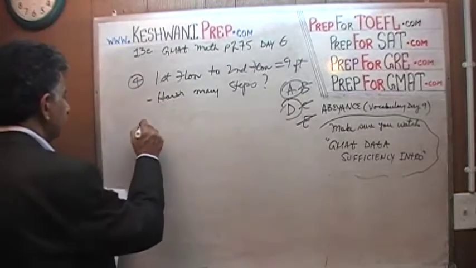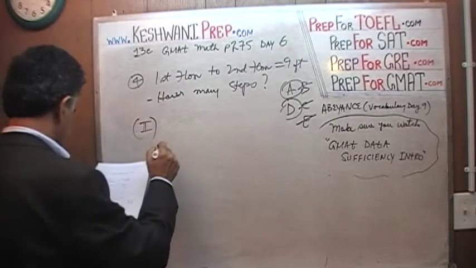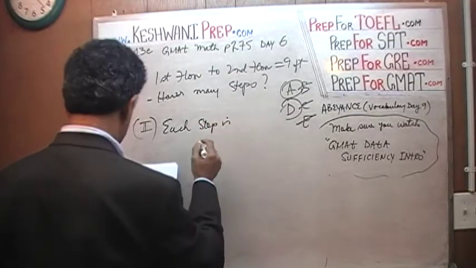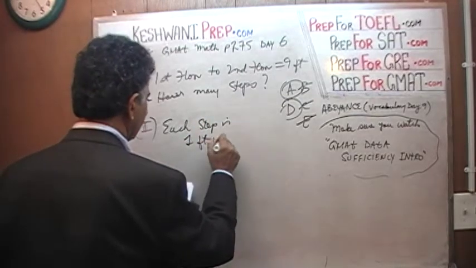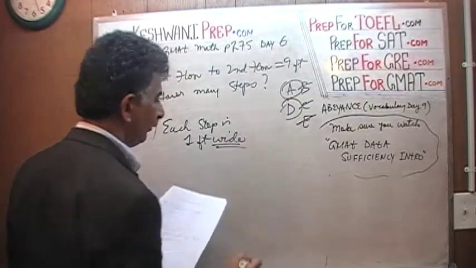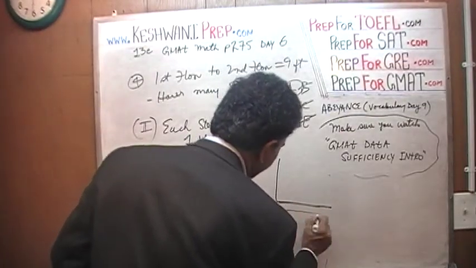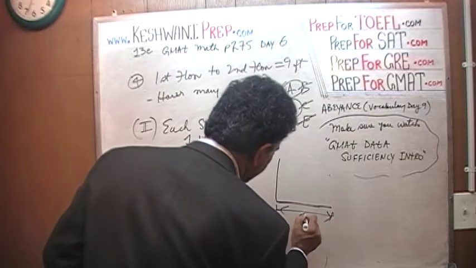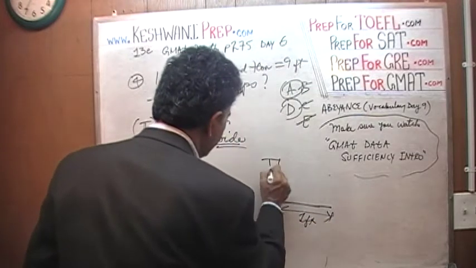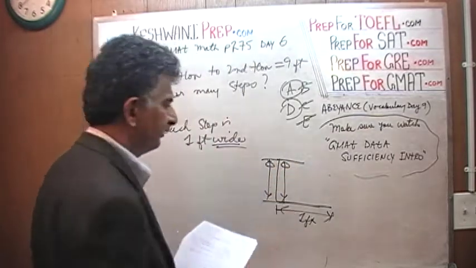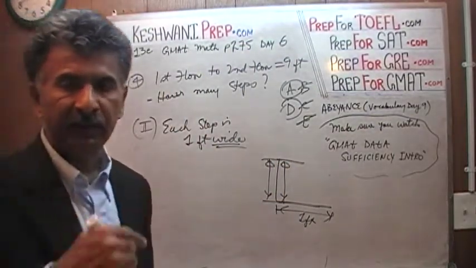Statement number 2. Each step is 1 foot wide. Oh well, it's 1 foot wide. That just tells us that it's 1 foot wide. We need to know how high it is. We need to know this distance. How much distance do I travel vertically every time I take a step?